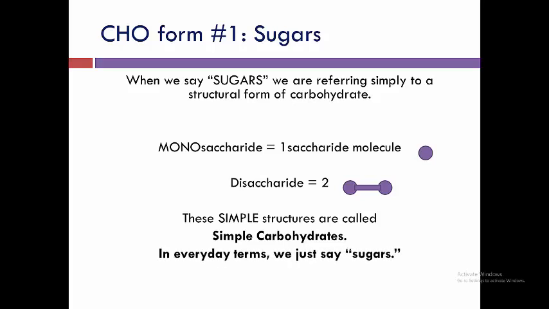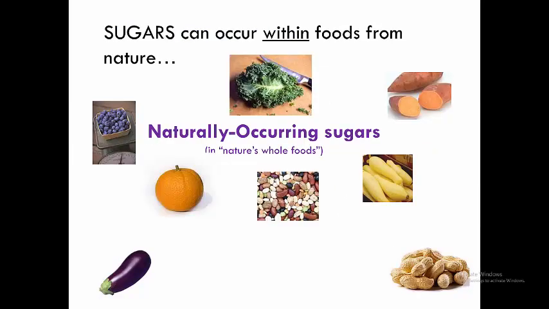In everyday terms, we don't go around talking about monosaccharides and disaccharides, though when we're talking about these little simple structures, we just say sugars. So that's what you need to be thinking about. The first form of carbohydrate called simply sugars. Now, sugars can occur within foods from nature, right? They're in all plant foods.